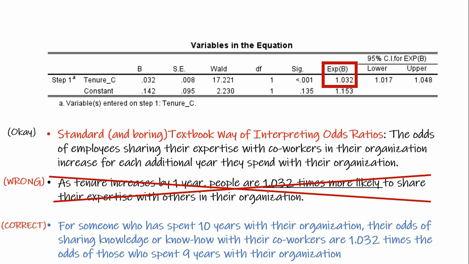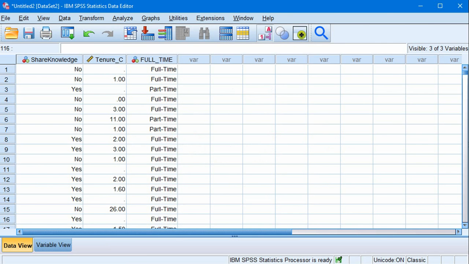Is there a better way to report the outcome where we can report findings in percentage terms? Absolutely. Now, to explain that, let's go back to the data set. What we're going to do here is to calculate the average tenure for the 25th percentile and the 75th percentile in tenure. And we'll then calculate the conditional probability of whether or not one will share his or her expertise with other members of the organization, one based on the 25th percentile and the second based on the 75th percentile. It's really, really easy. Let me show you.